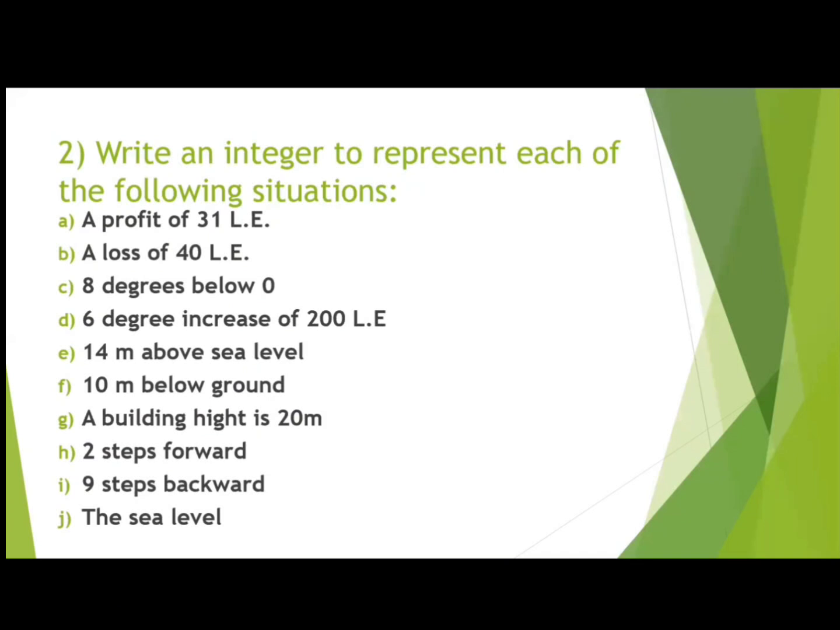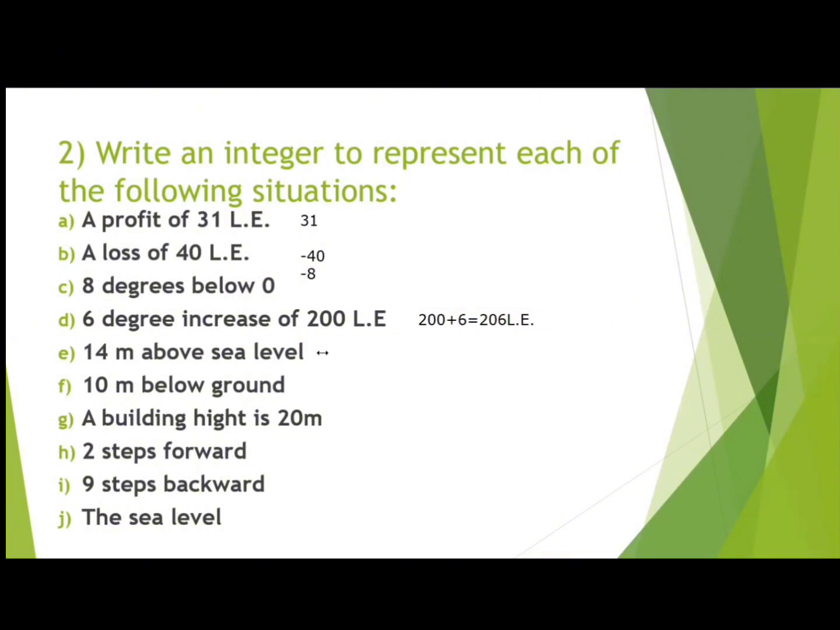Exercise number 2. Write an integer to represent each of the following situations. The first one, a profit of 31. If I want to represent profit, it will be positive 31. We don't put the positive sign, so I will write 31. A loss of 40. So it's -40. Next, 8 degrees below 0. It's -8. 6 degrees increase of 200 pounds. That means I add 6 to 200. So it's 200 plus 6 equals 206.